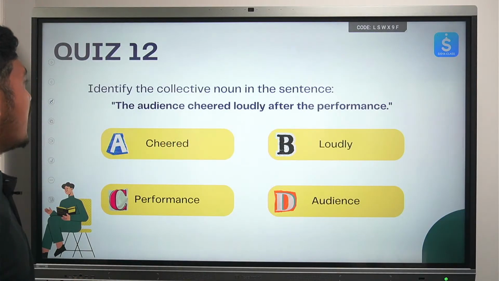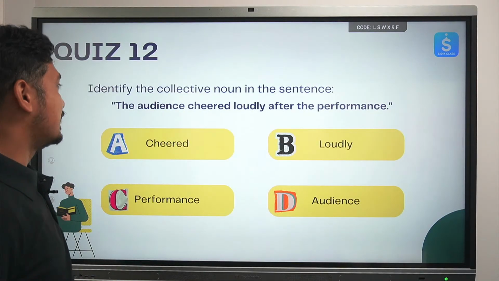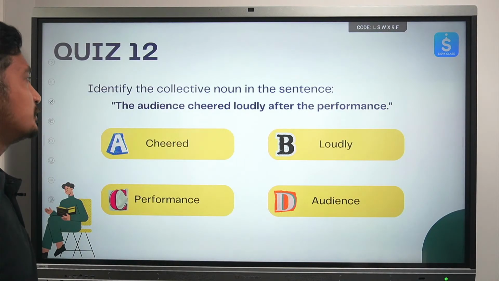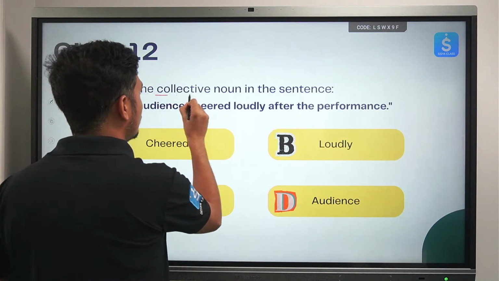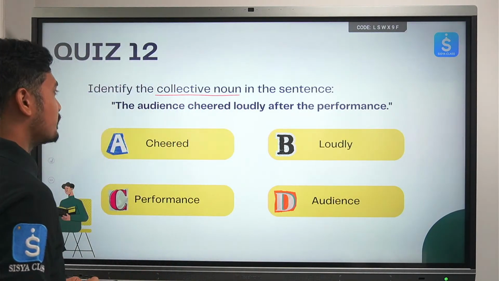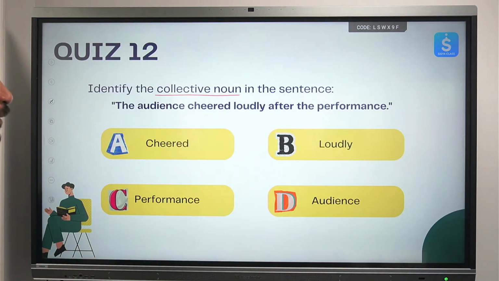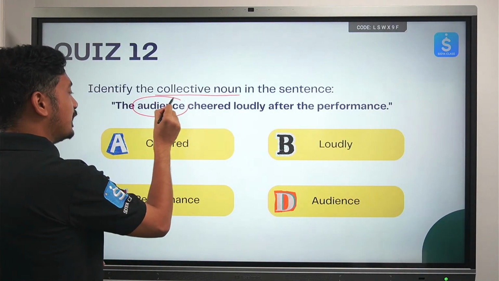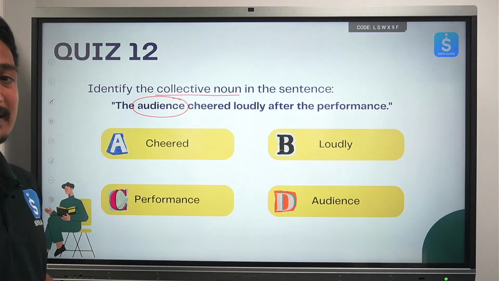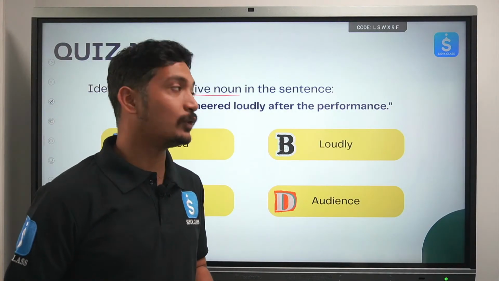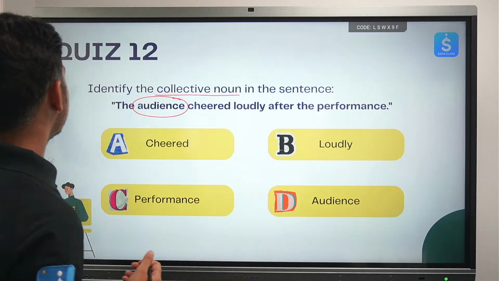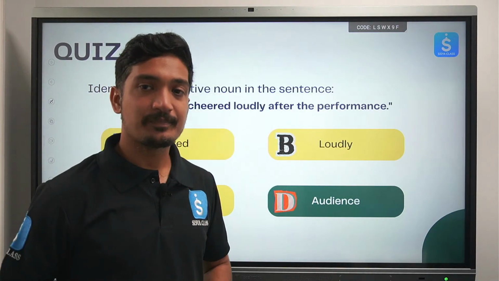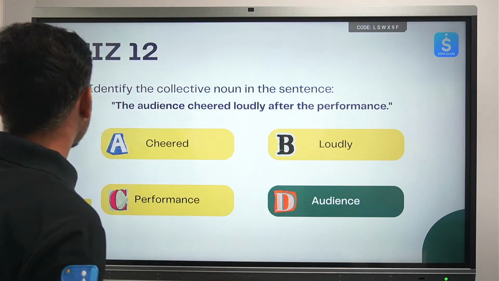Moving ahead, identify the collective noun in the sentence. The audience cheered loudly after the performance. Okay, now we need to find out the collective noun in this case. The audience cheered loudly after the performance. So audience over here is a collection of several spectators who are watching the performance, isn't it? And therefore we'll say the audience is the collective noun in this case. I believe this is clear, right?